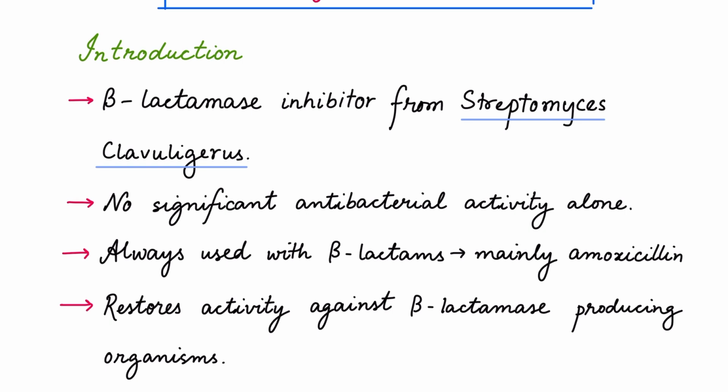Clavulanic acid by itself has no significant antibacterial activity, but when it is combined with beta-lactam antibiotics, most commonly amoxicillin, forming what we call Co-Amoxiclav, it protects the antibiotic from destruction. In this way, it restores the activity of amoxicillin against beta-lactamase producing organisms.